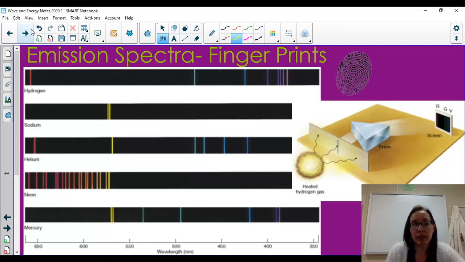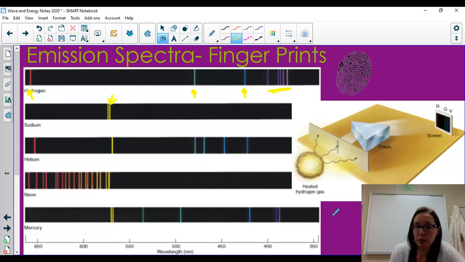So here we see a few examples. Hydrogen has a very low energy emission over here. Remember, red is on the low energy end. And then we have this green-blue, a more blue, and then several in the blue-violet range. Sodium has two emissions in the visible spectrum.